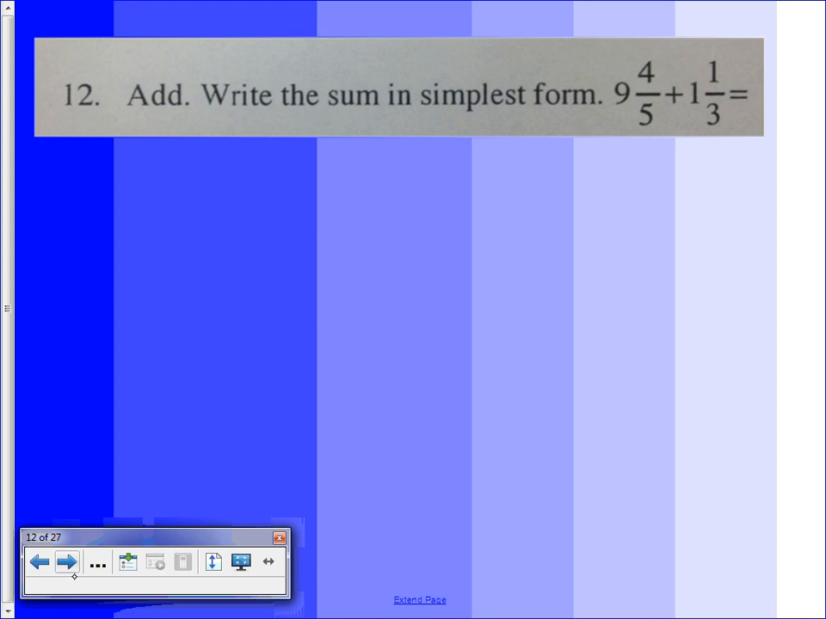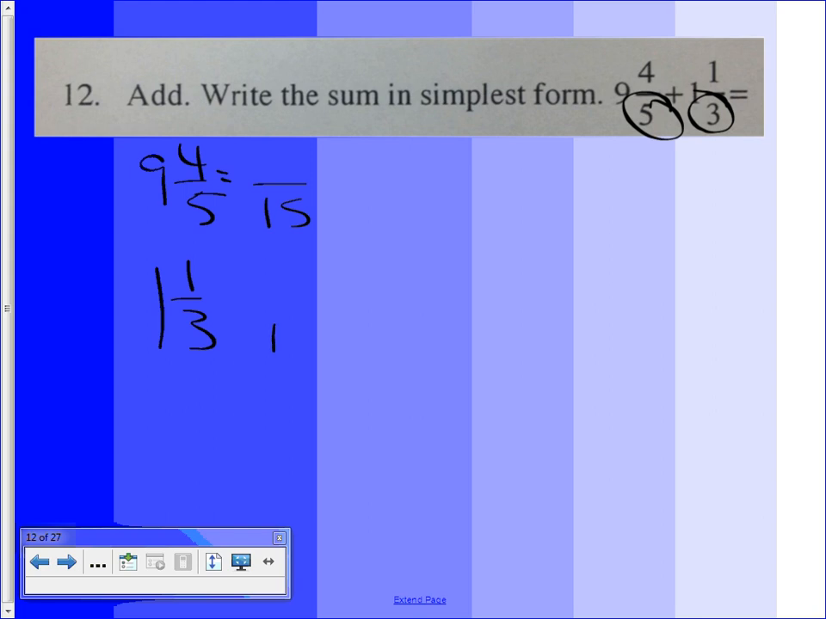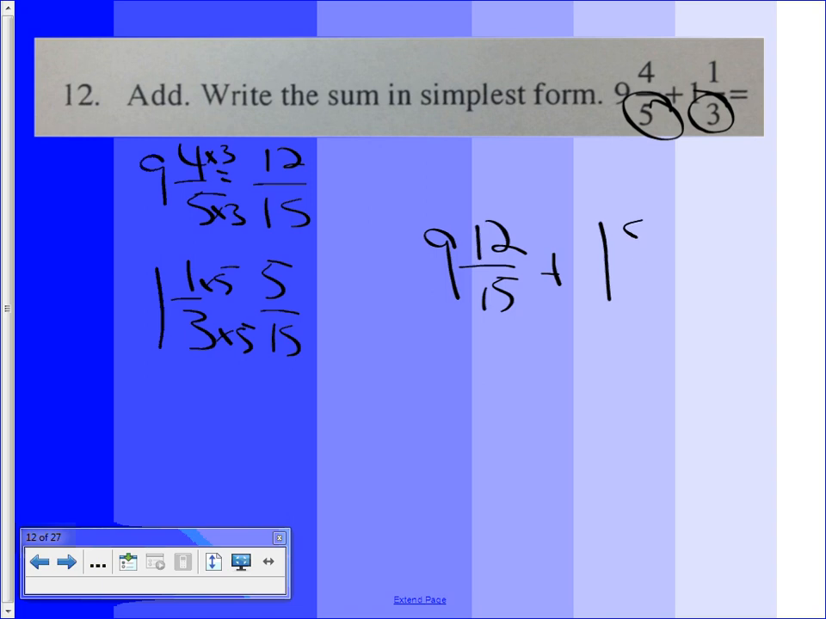Write the sum in simplest form. We have 9 and 4/5. We have 1 and 1/3. I have a 5 here and I have a 3. What's my common denominator? Easy, 15. 5 times 3 is 15. 4 times 3 is 12. So my new fraction is 9 and 12 over 15 plus 5 times 5, 5 over 15, plus 1 and 5 over 15.